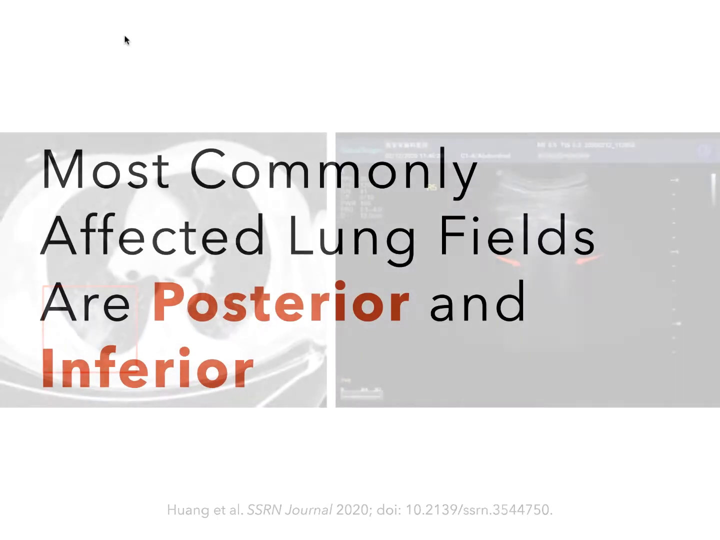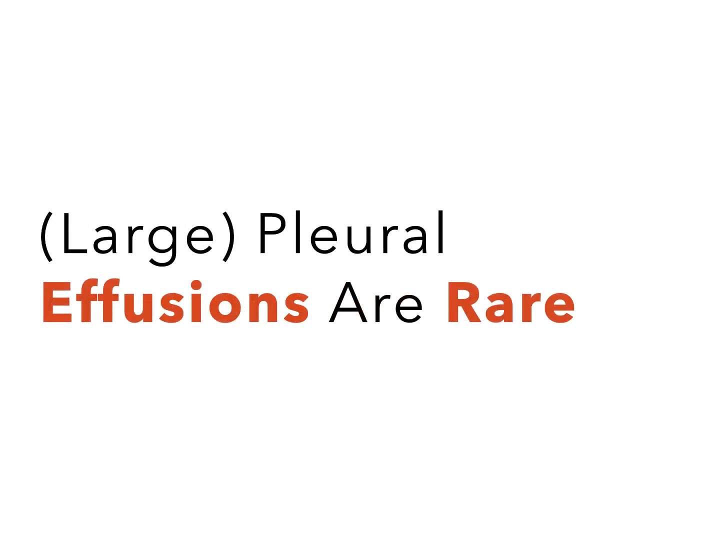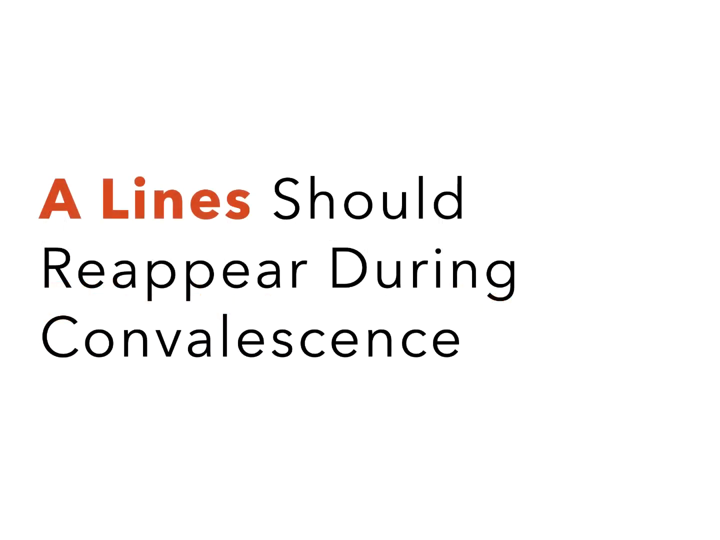The most commonly affected lung fields are posterior and inferior, so these will be the highest yield zones to scan. These patients will almost never have findings in the anterior zones of the chest. Furthermore, pleural effusions, especially large pleural effusions, are rare. If you see a large pleural effusion, this decreases the likelihood that your patient has COVID. Of interest, the Chinese papers describe a temporal evolution of these ultrasound findings, whereas the patient recovers, A-lines should reappear.